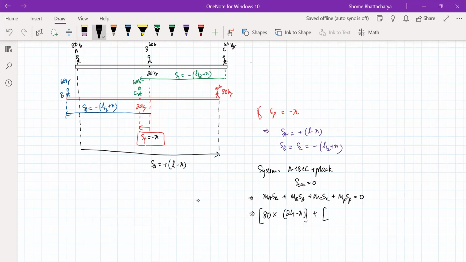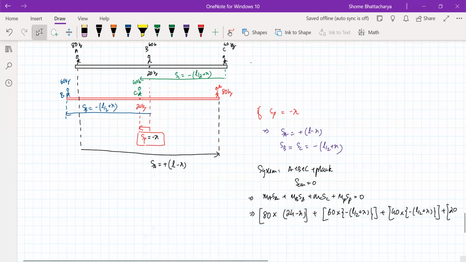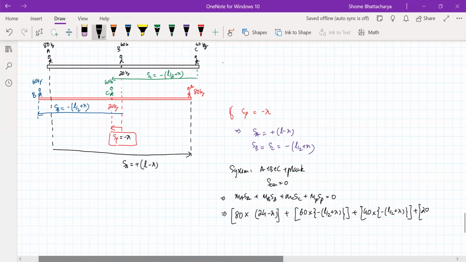Then mass of B is how much? 60 into minus of L by 2 plus X, plus mass of C is 40 into again minus of L by 2 plus X. And finally, the mass of the plank was 20 kg and its displacement is minus X. Okay, so is this equation correct, the one I've written so far? Yes, sir.